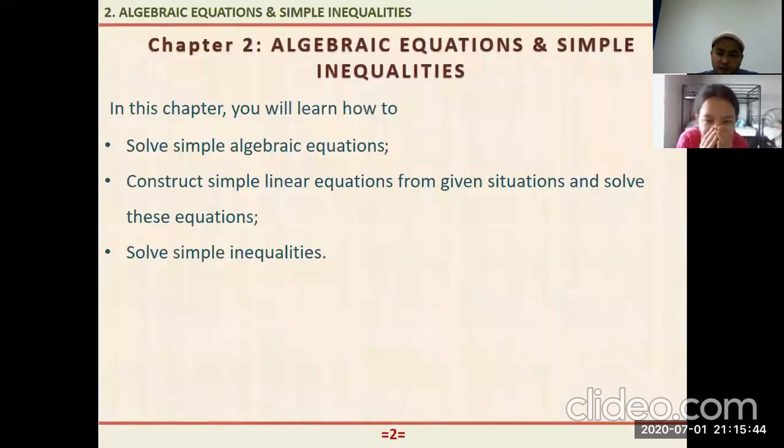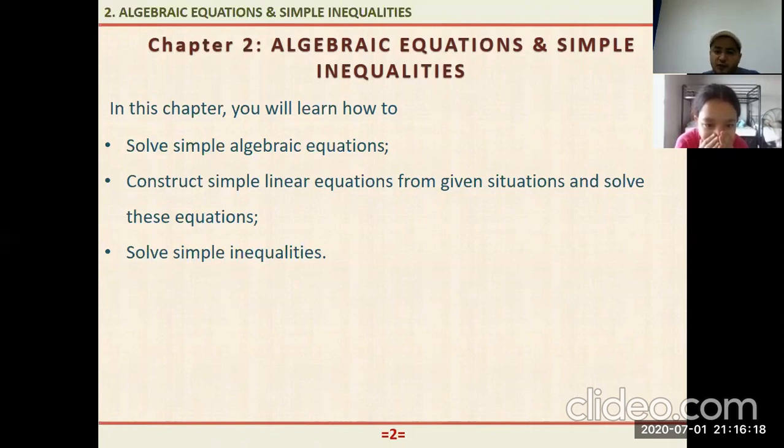What are we going to learn here in this chapter? So we are going to learn, number 1, how to solve simple algebraic equations, okay? And also we will learn how to construct simple linear equations from given situations and solve these equations. If you're given a problem, for example, Shahina has some dollars and her sister has $5 less than Shahina, and their total money is $10, how much each girl has, for example. This kind of equations, okay?